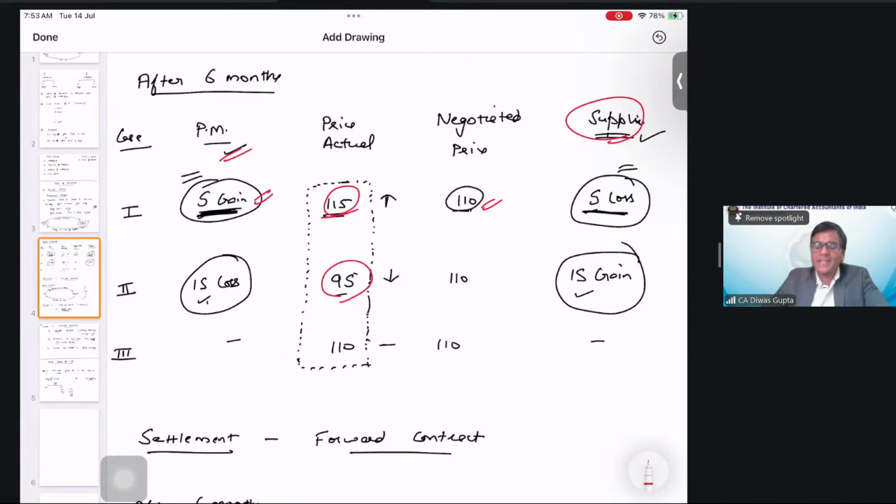Similarly, if the actual price is 95 here, that means the procurement manager would have gone in the open market and purchased it at 95 instead of 110. But since there is a contract to purchase at 110, there is a 15 rupees loss that the procurement manager will have. On the other hand, supplier will be happy now because supplier will say, although the price in the market is 95, but both of us have agreed to take the deal at 110, and hence I will be able to sell my crude oil at 110, which is effectively 15 rupees gain.